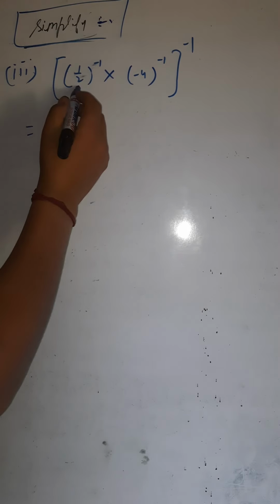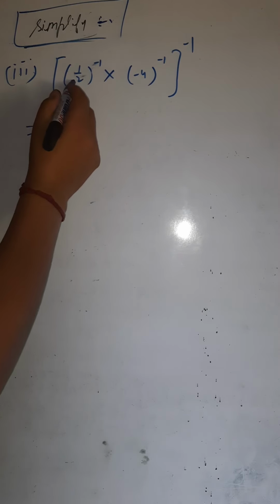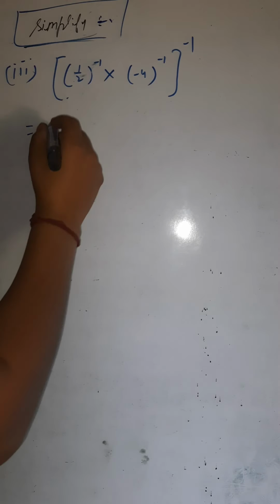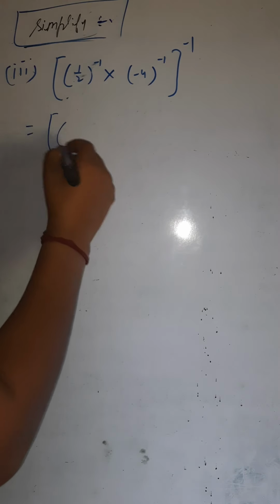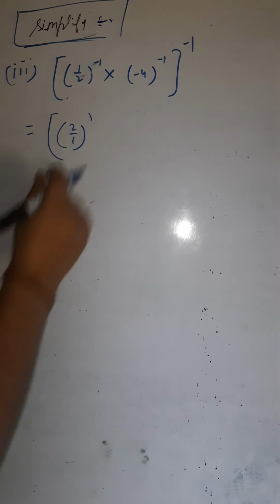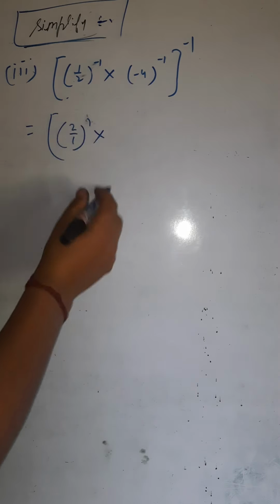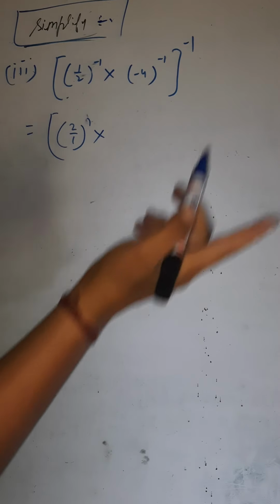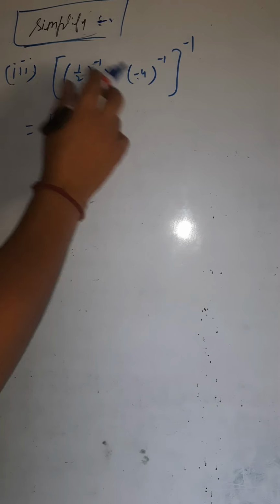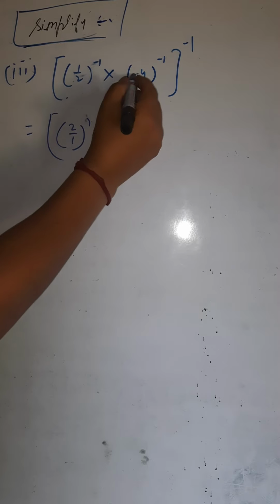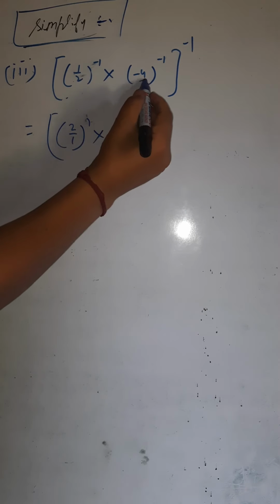If you see, 1 by 2 can be written as 2 by 1. If I write it 2 by 1, so this exponent would become the positive one. Okay, so I can write it as 2 by 1 whole raised to the power plus 1. Similarly, minus 4 raised to the power minus 1, you have to change this exponent to the positive one. So how do you change this? If you write the reciprocal of the inside one, this minus 4 is here, so I can write this minus 4 as minus 4 by 1.